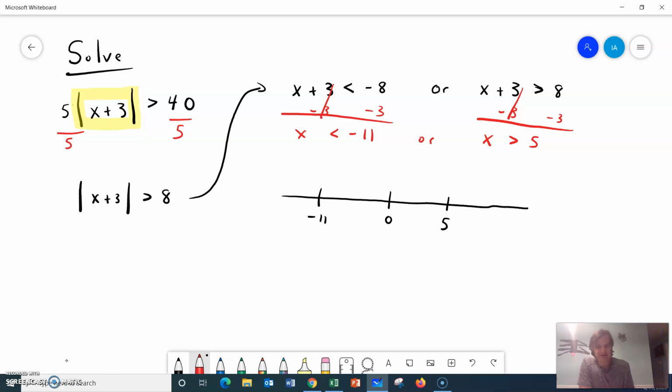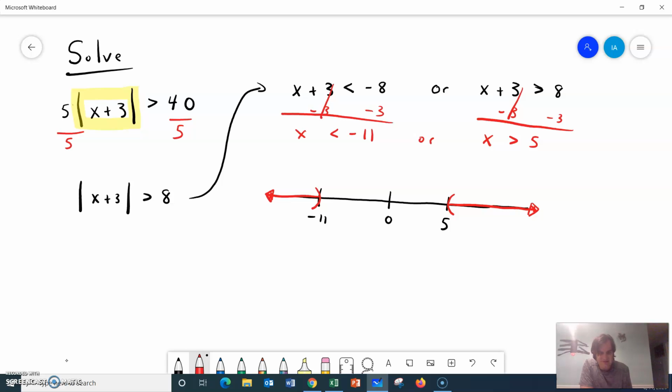So my first part of the solution set was x less than negative 11. So less than negative 11 is an arrow to the left of negative 11. Less than means parentheses. The other one is x greater than 5. So greater than 5 is an arrow to the right of 5, and that would be a parenthesis for greater than. So I have the disjoint set here, and I'm going to write that in interval notation.